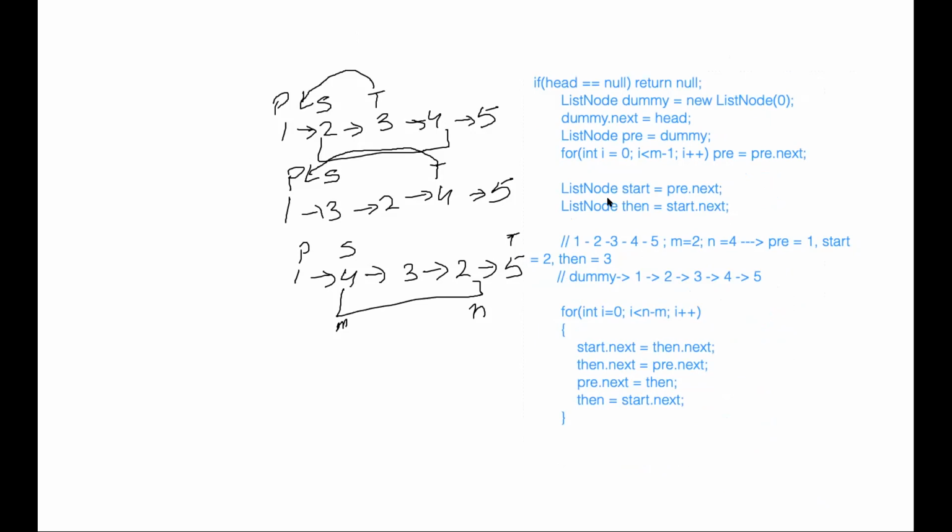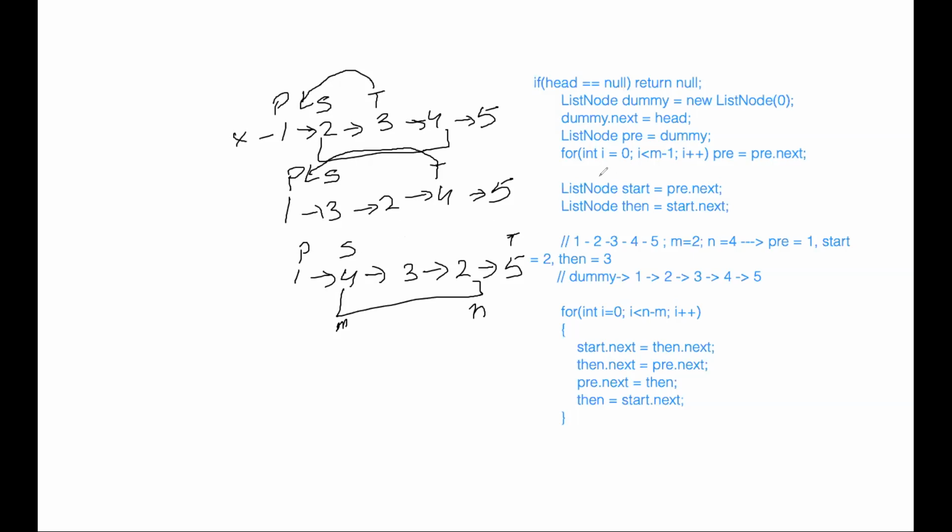So this is a solution of this approach. We have created one dummy node. And as we have been given M and N, we have to make sure that our pre node should be one node before M. Only then can we follow this approach.